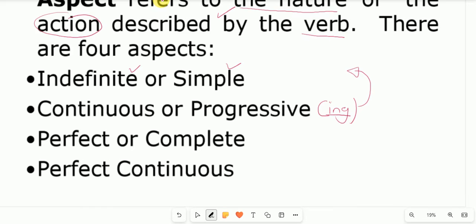ing. Now let us move to perfect or complete and perfect continuous. Now when you look into the word perfect tenses, we are going to come across the use of the words have or has or had in the past tense. All right.